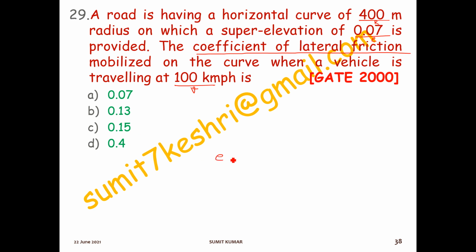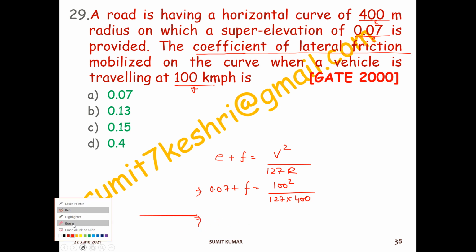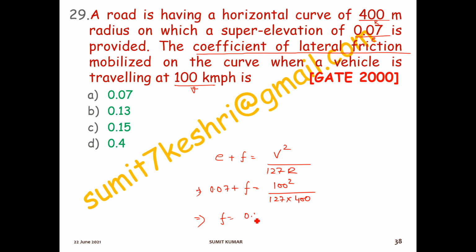What is the basic equation? E plus F is equal to V square by 127 R. The value of E is given in the question, 0.07. 0.07 plus F, friction we need to calculate, equals V square, 100 square, divided by 127 into radius, and radius is again given in the question, that is 400 meter. Solve this equation and you will get the value of the coefficient of lateral friction, which comes as F equal to 0.13.